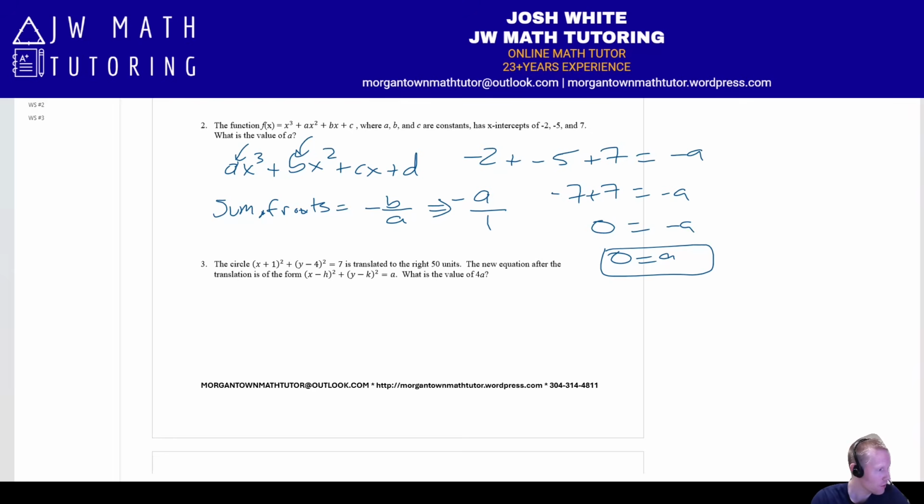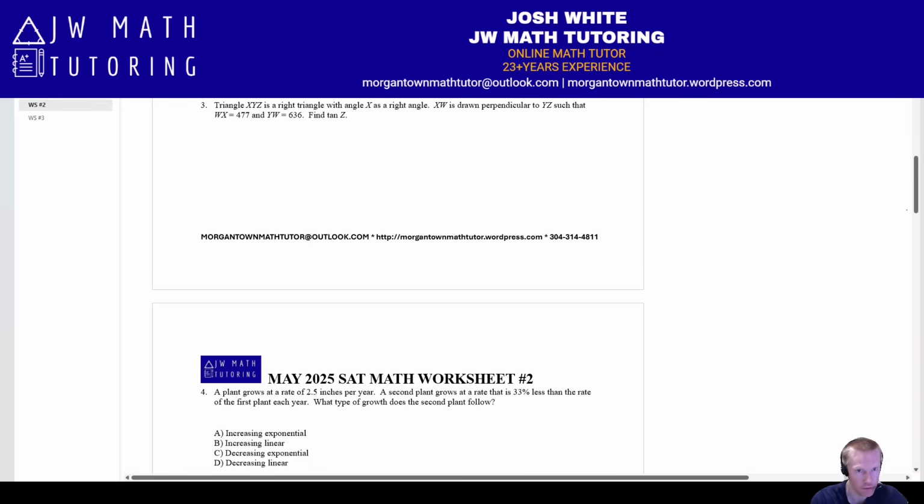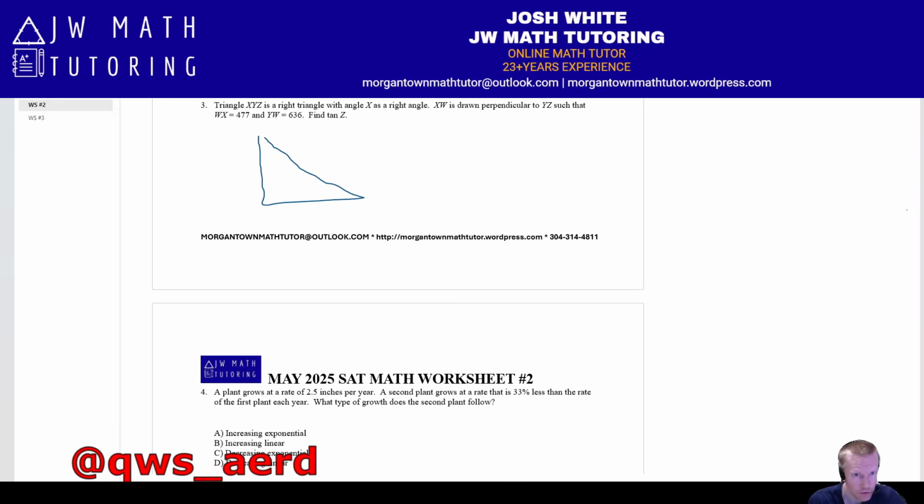All right, now the next question we're going to look at is going to be from worksheet number 2. It is problem number 3. It's this one where we have a right triangle, and we draw an altitude to the hypotenuse.